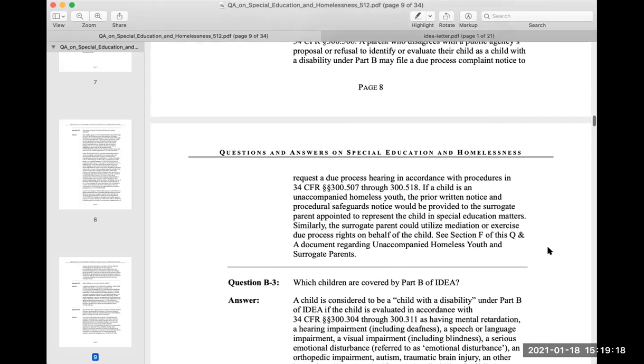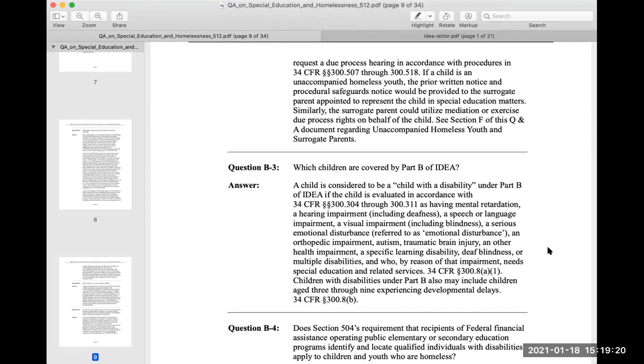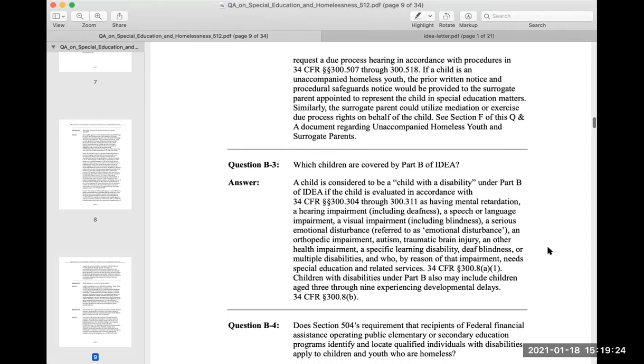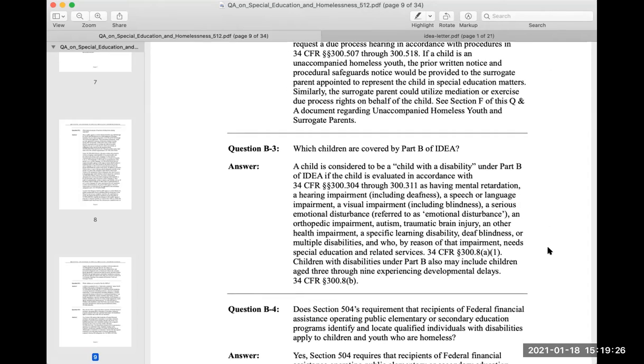Page 8. Questions and answers on special education and homelessness. Question B3. Answer. Request a due process hearing in accordance with procedures in 34 CFR paragraph 300.507 through 300.518.